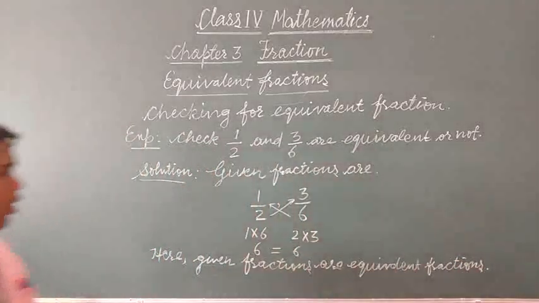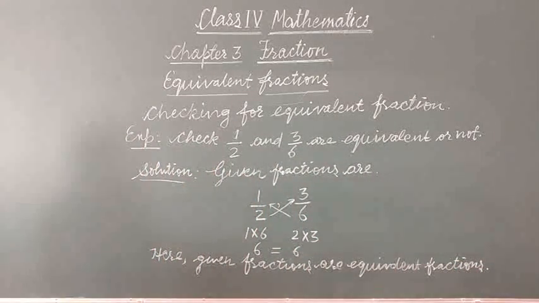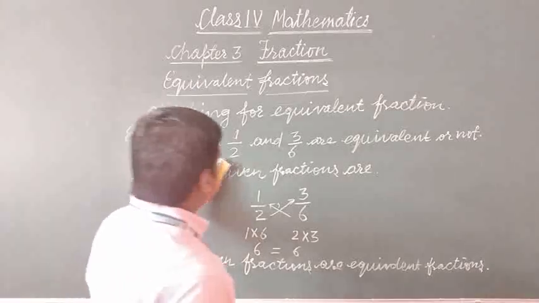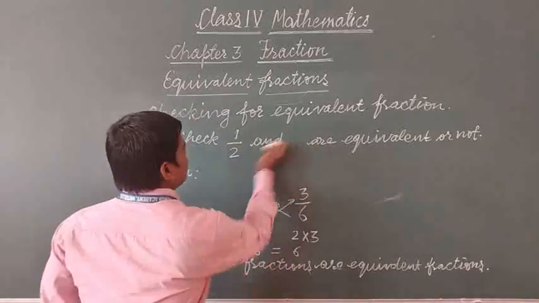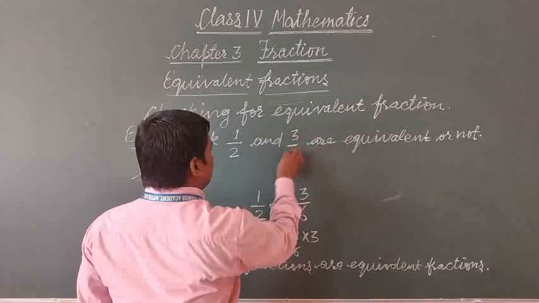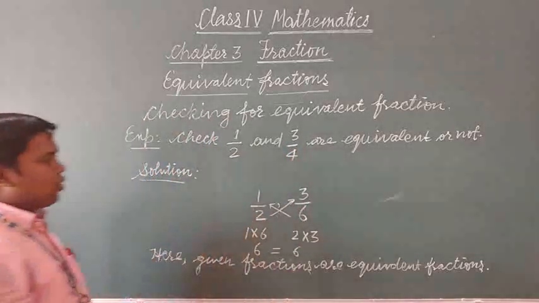I hope you understood how to find whether the given fractions are equivalent or not. Okay. Now another example I am taking, in which the given fractions are not equivalent. I am taking the example 1 by 2 and 3 by 4 are equivalent or not.